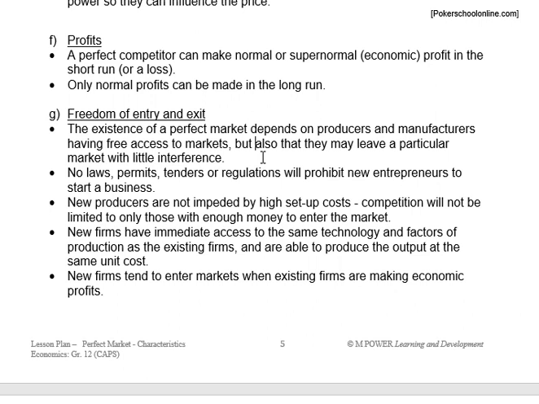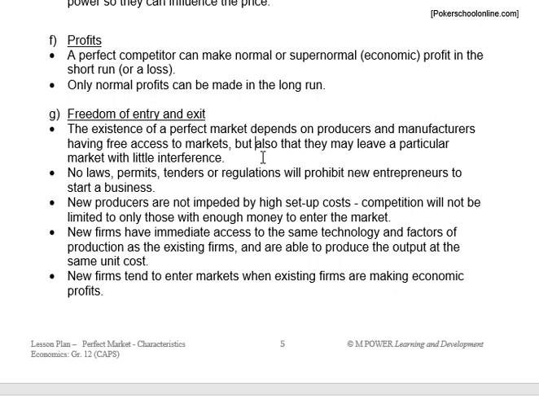There's no law that says only A, B, and C can enter this market. There are no permits that need to be issued for people to enter this market. No tenders, no licensing, no regulations. There is nothing preventing new entrepreneurs from opening up a business in the perfect market. And as I said, remember the perfect market is just this ideal thing that we are aspiring to. In the real world, it doesn't exist.